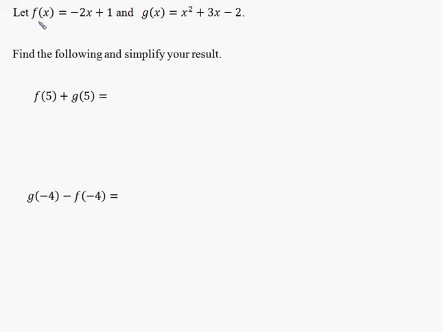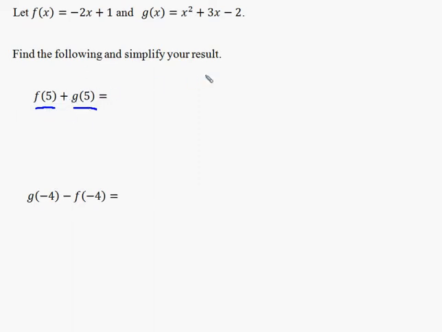In this problem, we're given two equations, f of x and g of x, and we're asked to find two different problems here. The first problem we're supposed to solve is f of 5 plus g of 5, which can be thought of actually as two different steps. The first step is to find f of 5, which will give us a number. The second step will be to find g of 5, which will give us a number. Then what we're supposed to do is take those two numbers that we found and add them together.